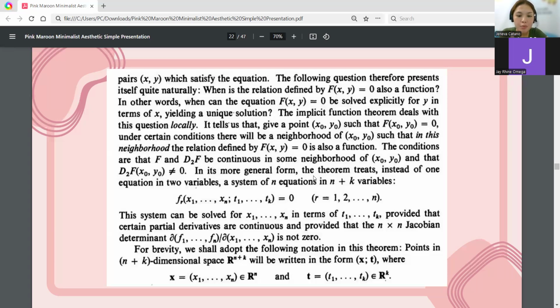For brevity, we shall adopt the following notation in this theorem. Points in (n plus k)-dimensional space, R to the power of n plus k, will be written in the form (x, t), where x equals (x sub 1 up to x sub n) belongs to R to the power of n, and t equals (t sub 1 up to t sub k) belongs to R to the power of k.